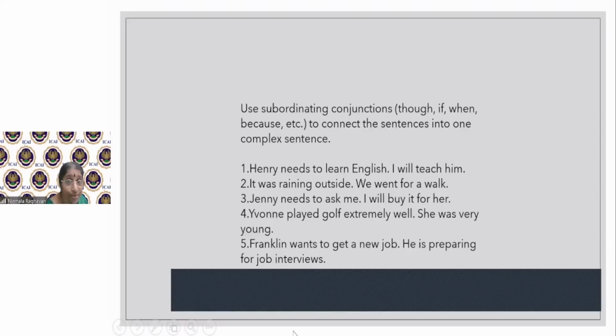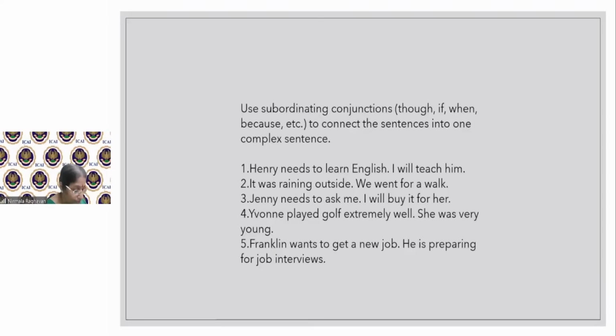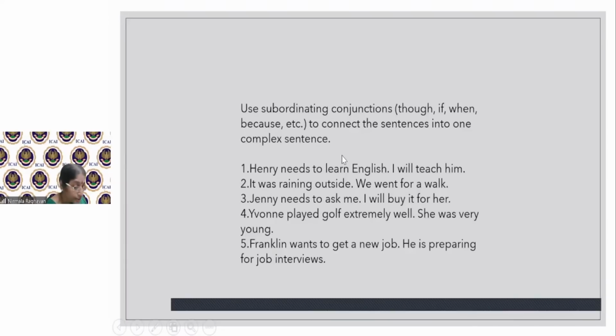So this is asking you to make it into a complex sentence, adding a conjunction. In this chapter, you will have questions like identify a simple or a complex or a compound one. Though I will teach him, Henry needs to learn English. Super, that's good. Yeah, so you will add these, called subordinating conjunctions, when there is a subordinate clause in the given sentence. Now, Jenny needs to ask me.